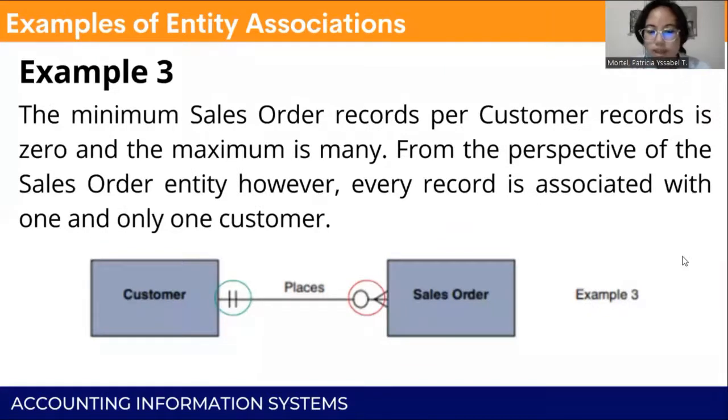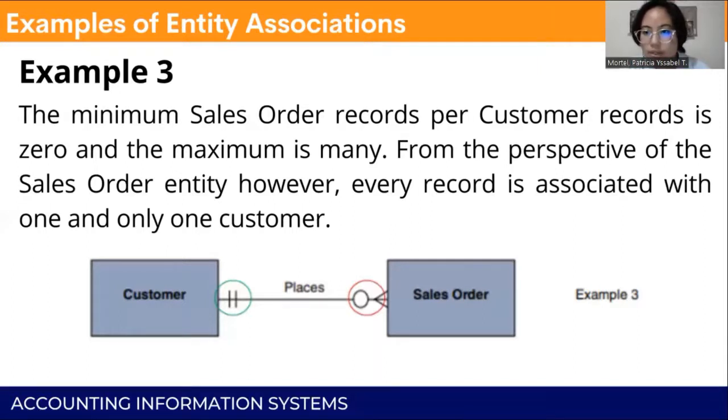In the third example, ang nasa magkabilang dulo ng association line ay two short lines and a circle with the crow's foot symbol. We all know from a previous example that the circle means 0. But what does the crow's foot symbolize? From the customer entity's perspective, a customer may have purchased nothing at all or several times. So for every occurrence in the customer entity, the two possible occurrences in the sales order entity are 0 or many.